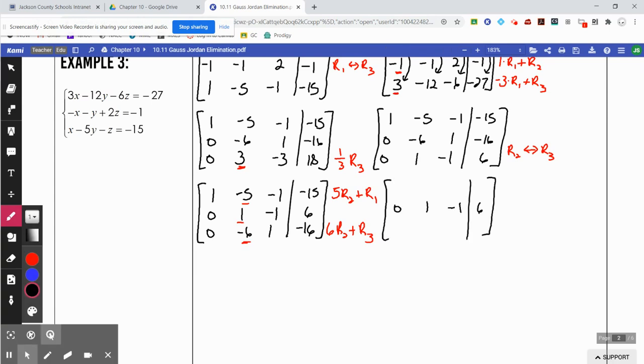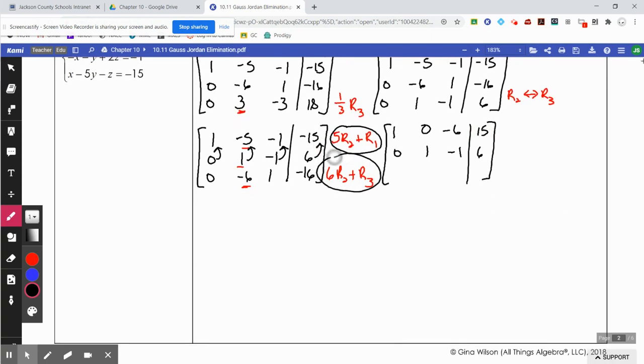Okay, now I'm going to perform the other two operations to get my zeros. So we're doing 5 times row 2 and add it to row 1. So it's 0 and 1. This will be 5 and negative 5. Negative 5 and negative 1 would be negative 6. 30 minus 15 would be a 15. Now let's do this one. 6 times row 2 and add it to row 3. Let me go ahead and erase these back.